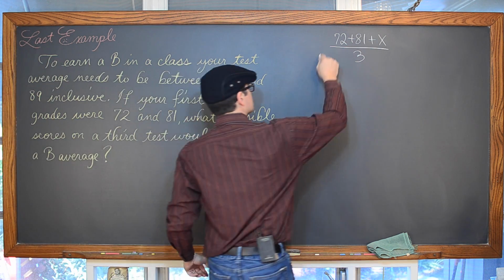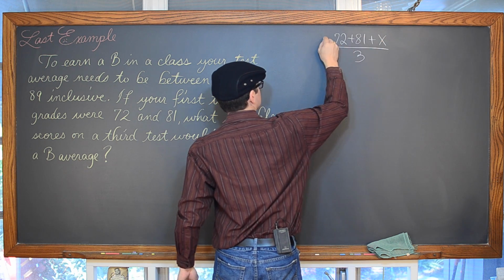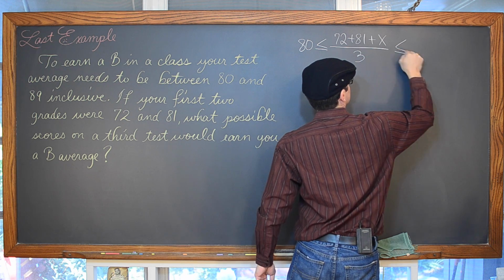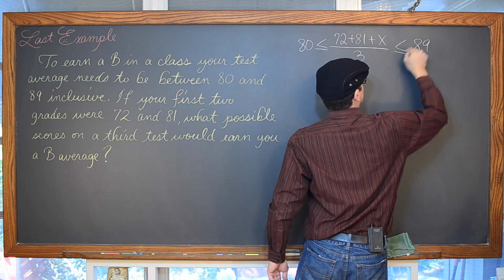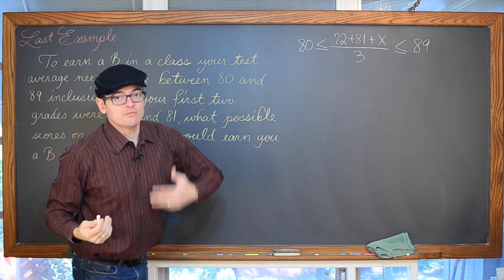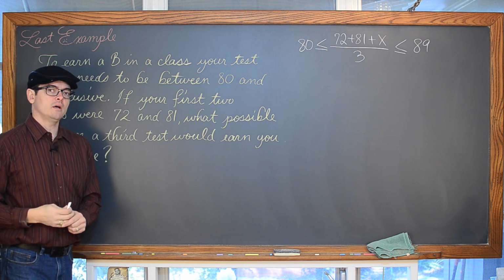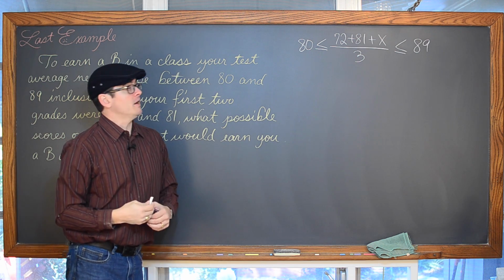89 inclusive. So this average needs to be greater than or equal to 80 and less than or equal to 89. And hey, it wouldn't hurt if you went over 89 and got that A, but with a 72 and an 81, let's just make sure we have a B, right?